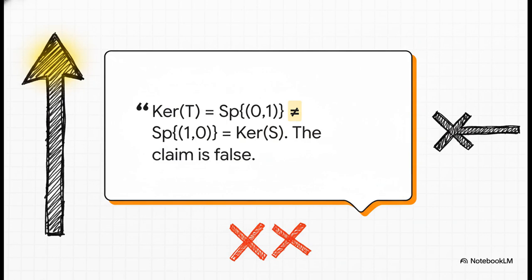And there you have it. The kernel of T is the y-axis, the kernel of S is the x-axis. Are they equal? Not even close. The claim is absolutely, definitively false.